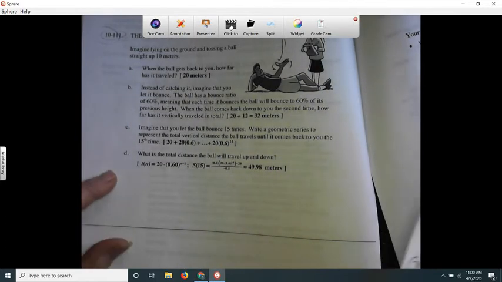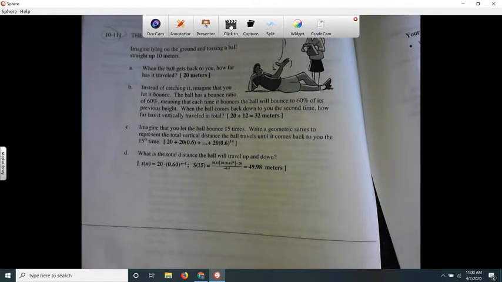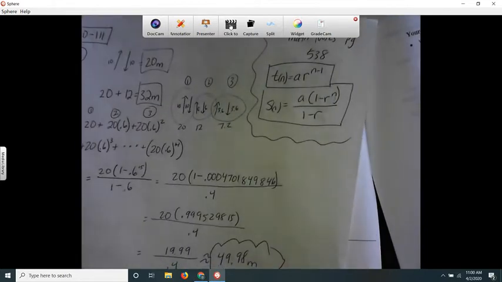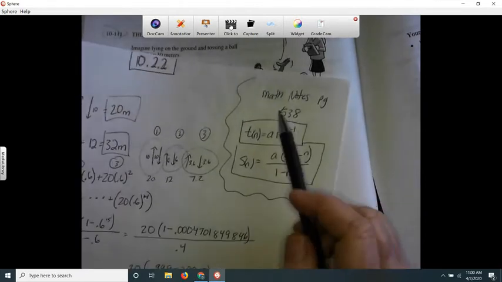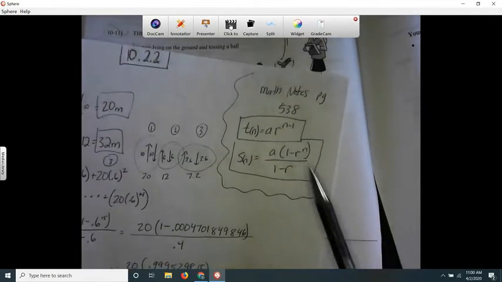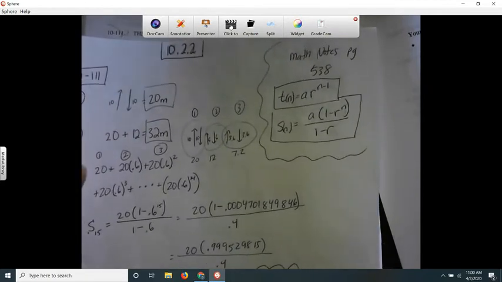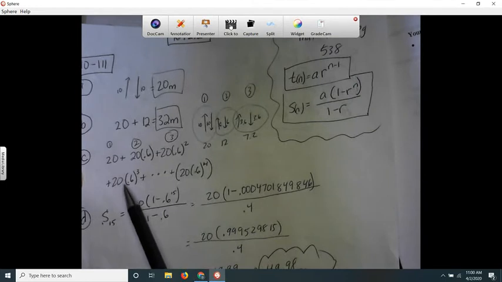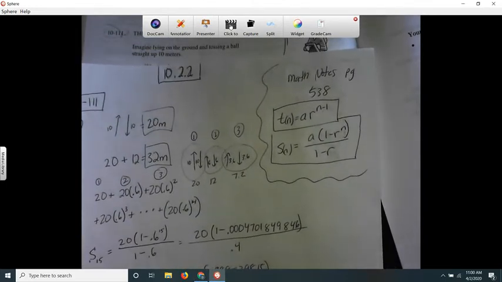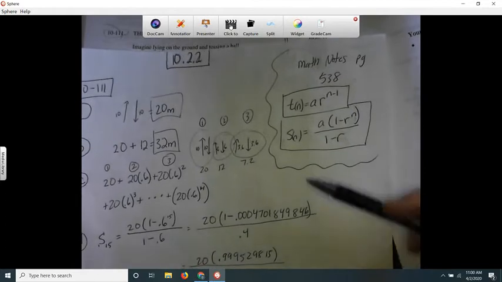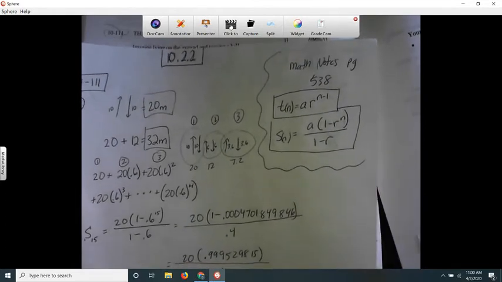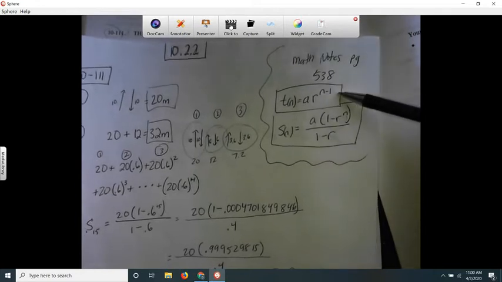And then letter C says, imagine you let the ball bounce 15 times. Write a geometric series to represent the vertical distance the ball travels until it comes back to you the 15th time. So we already kind of learned this in the last lesson. There's a math notes box on page 538. If it's got like y equals a times b to the x, if it's kind of an exponential, this is like exponential decay, by the way, then here is your formula for that.